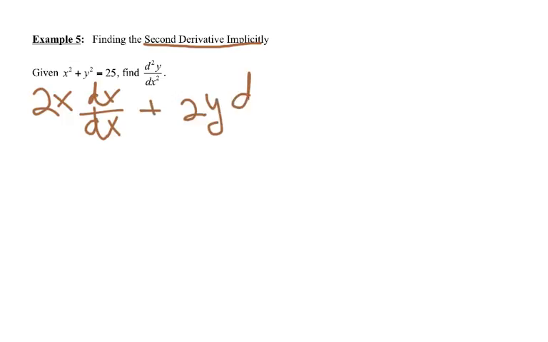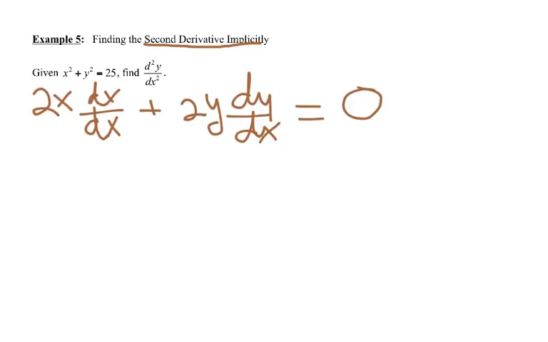Alright, so for the last example of 2.5b, we're going to find the second derivative. Before we can find the second derivative, we have to find the first derivative. So we're going to take the derivative of this function, which is 2x dx over dx plus 2y dy over dx equal to 0.